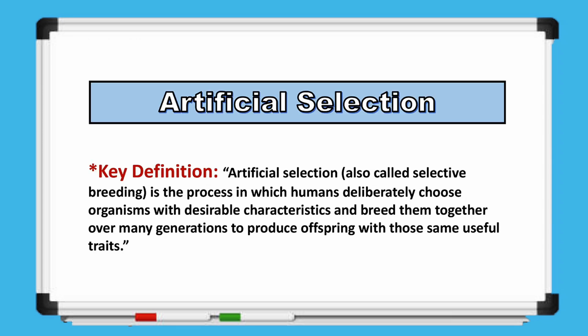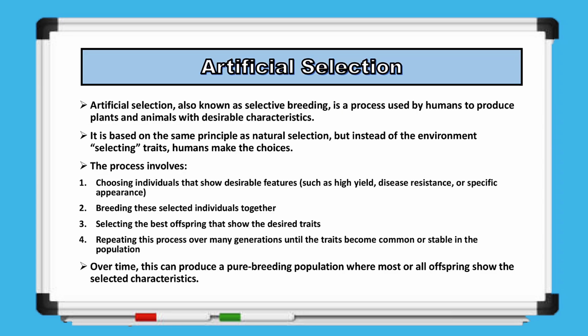Artificial selection, also known as selective breeding, is the process in which humans deliberately choose organisms with desirable characteristics and breed them together over many generations to produce offspring with the same useful traits. This process is similar to natural selection, but instead of the environment acting as the selecting force, humans make the selection based on traits they want.